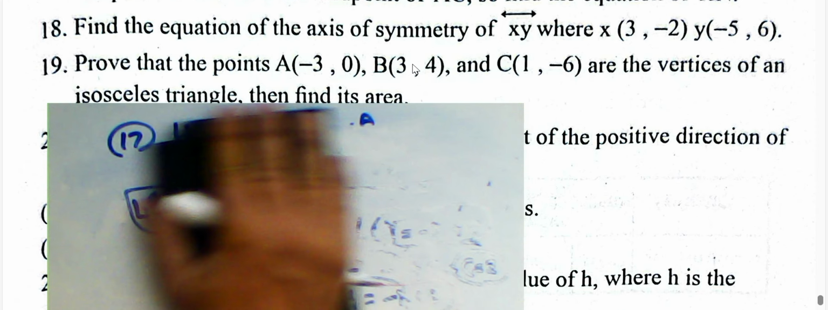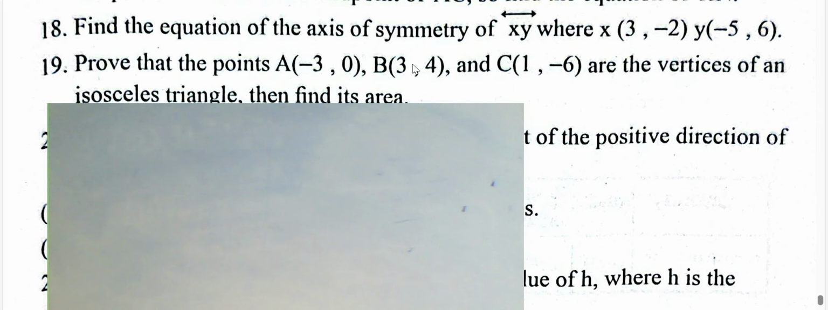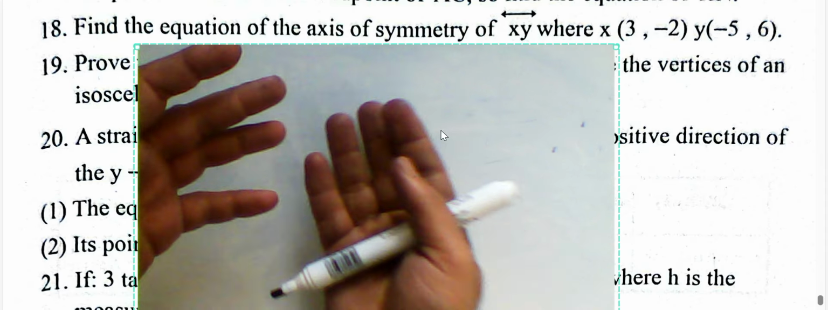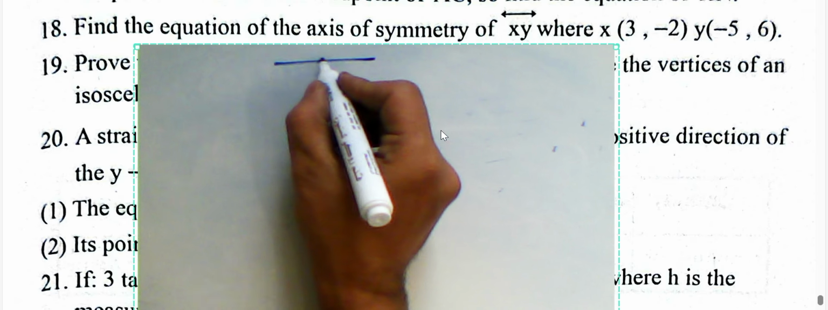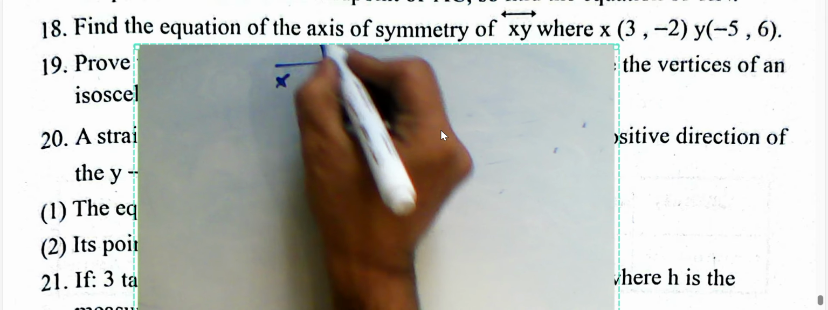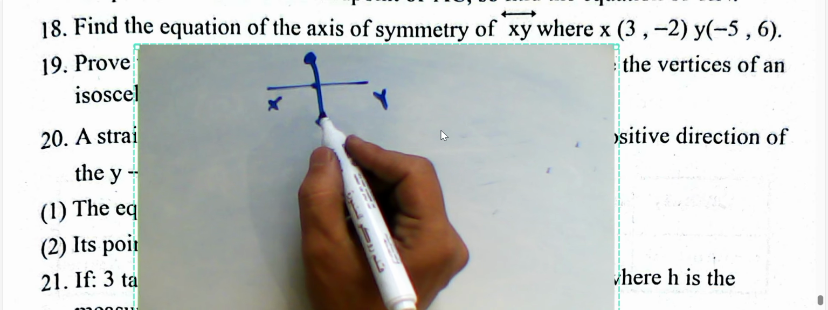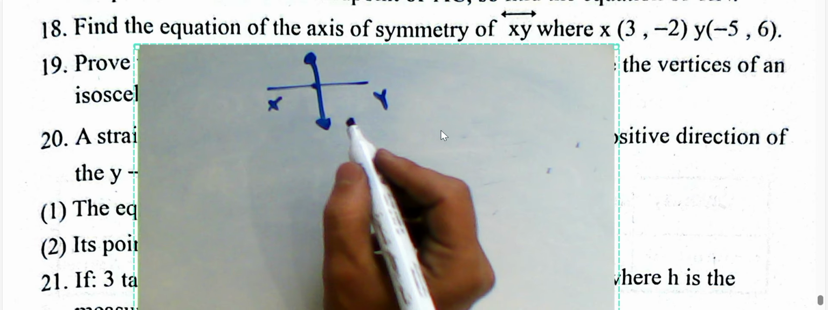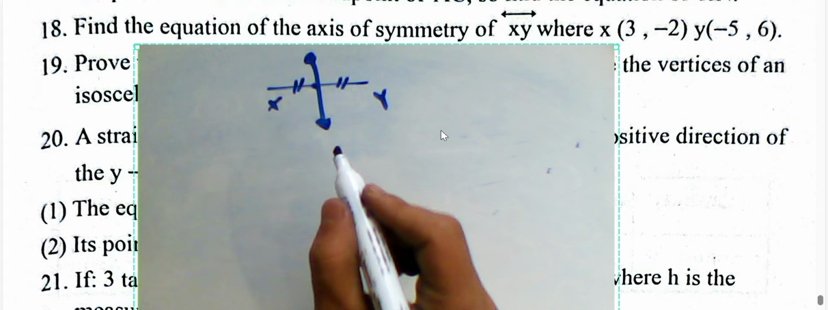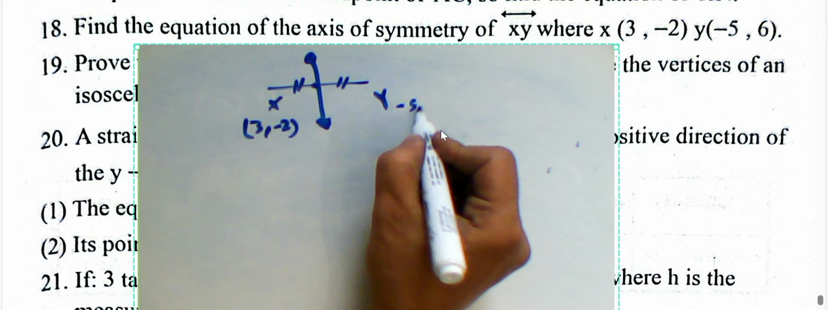Find the equation of the axis of symmetry of XY where X equals (3, -2) and Y equals (-5, 6). Okay, in this example you want to find the equation of the axis of symmetry. You know, the axis of symmetry is perpendicular to the line segment and bisects it. So I will find the midpoint of X and Y, because this point satisfies the equation which I want to get. I want to find the equation of the straight line which is perpendicular to XY and bisects it. We call that line the axis of symmetry. He gives me this information: X equals (3, -2) and Y equals (-5, 6).